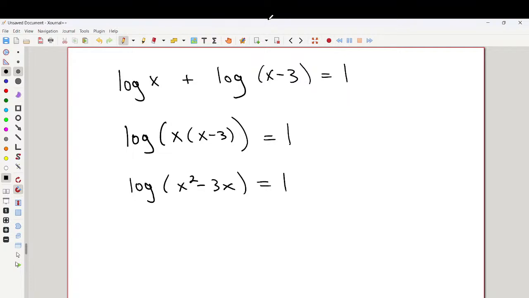Check my work. Digest it. Right? So x times x minus 3. Distribute: x squared minus 3x. Already see the quadratic building.